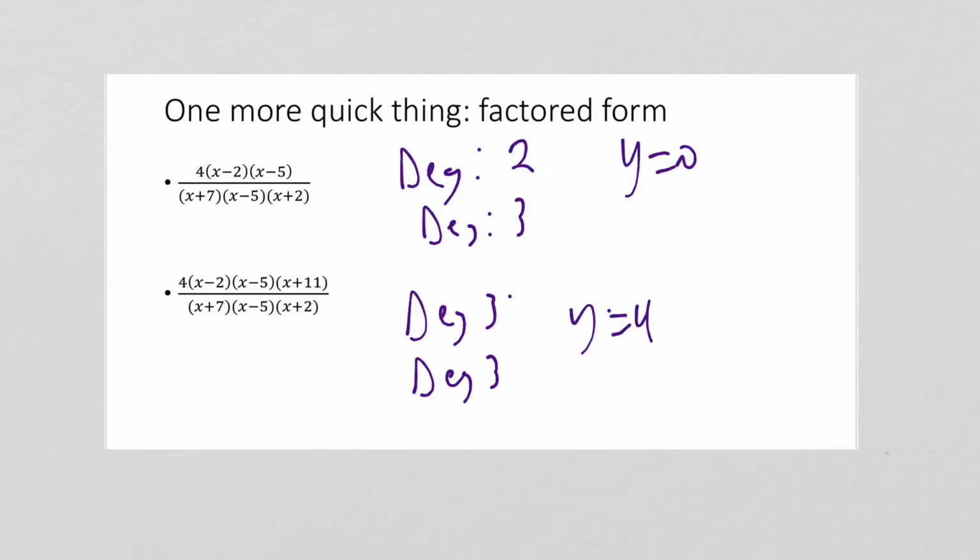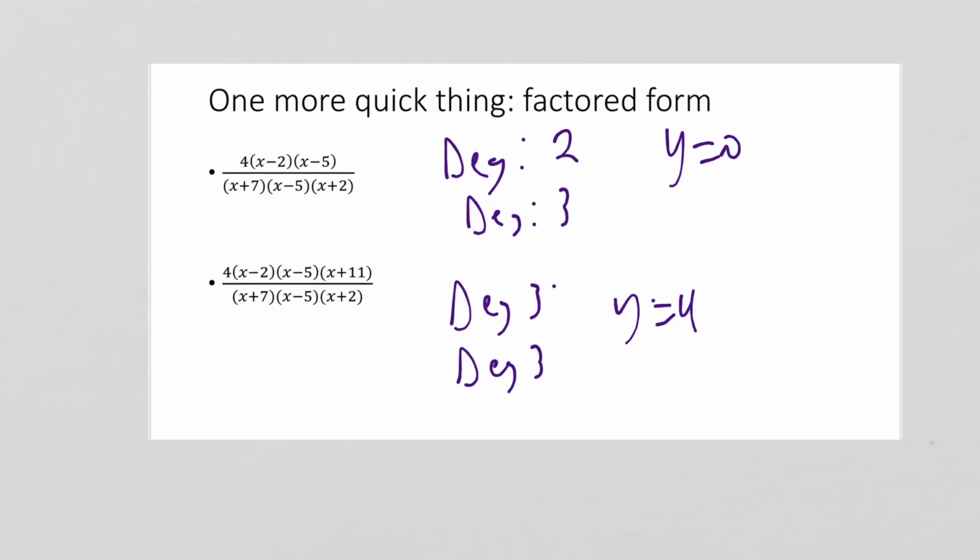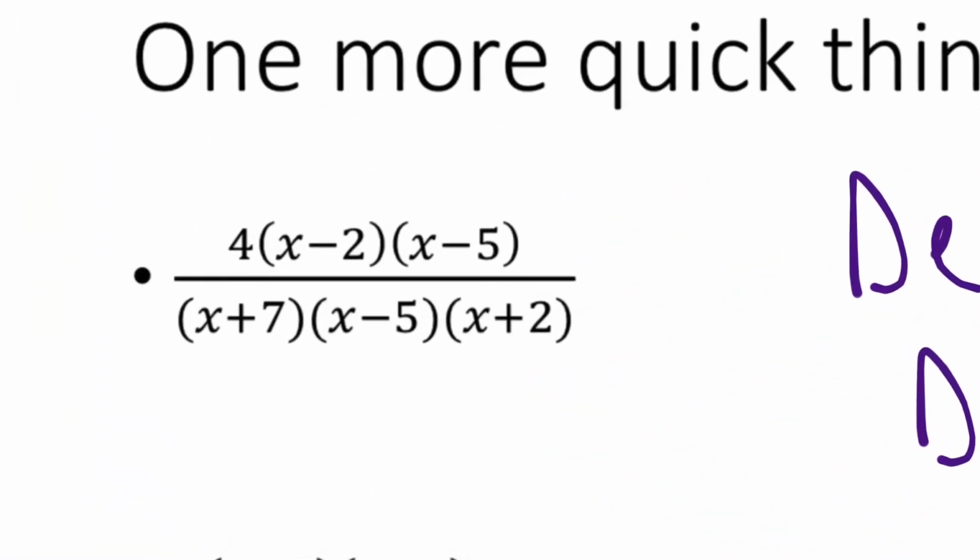So think about it this way. If we're plugging in a really big number, we're plugging in infinity. Infinity minus 2 is basically the same as infinity, right? Because we're just taking 2 away from an infinitely big number. So pretend that this minus 2 isn't here, only at infinity. Okay, pretend this minus 5 is not there at infinity.